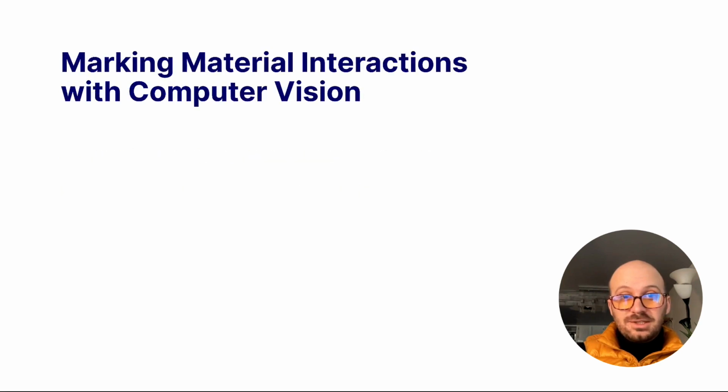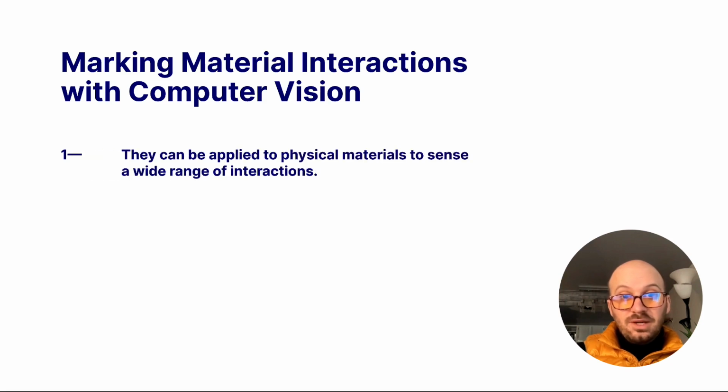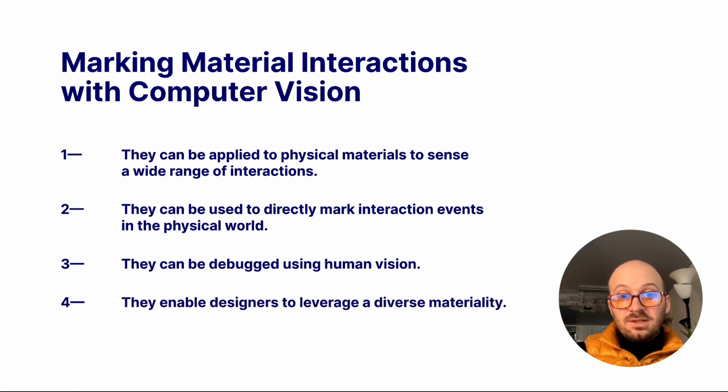To wrap up this presentation, in this annotated folio, we presented 15 projects that used a CV marker-based approach for physical computing. Through reflecting on these projects, we uncovered the following insights about designing with CV markers. They can be applied to physical materials to sense a wide range of interactions. They can be used to directly mark interaction events, enabling designers to program system logic in the physical world. They can be debugged using human vision, thus enabling designers to draw connections between what they see and what a CV system sees. And they can enable designers to leverage a diverse materiality, including democratic physical materials such as cardboard and paper.